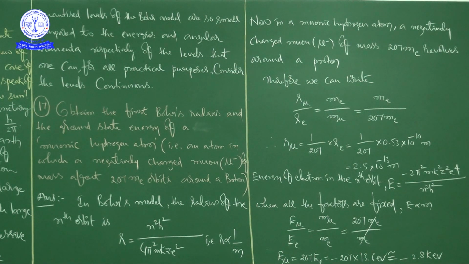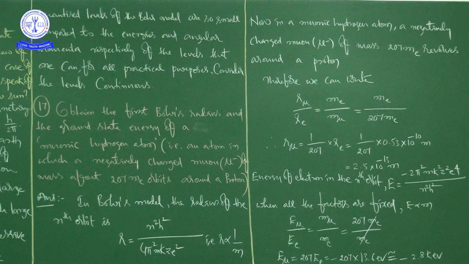Obtain the first Bohr's radius and the ground state energy of a muonic hydrogen atom.